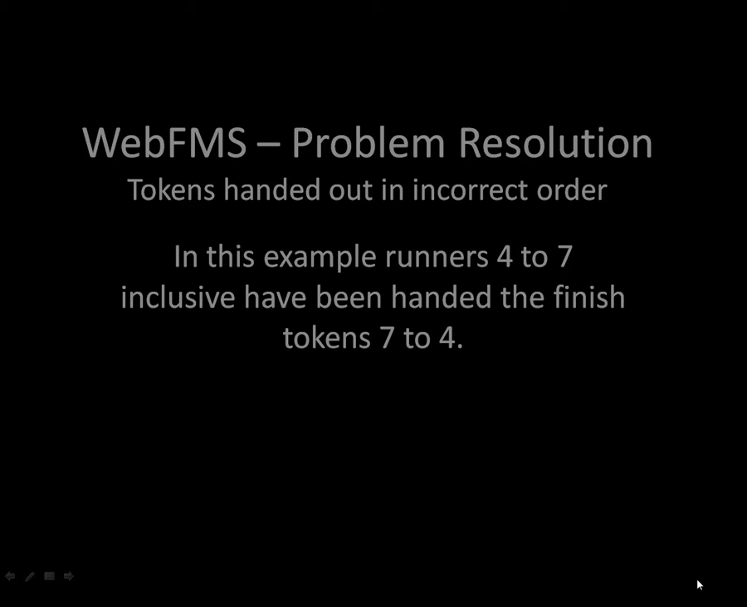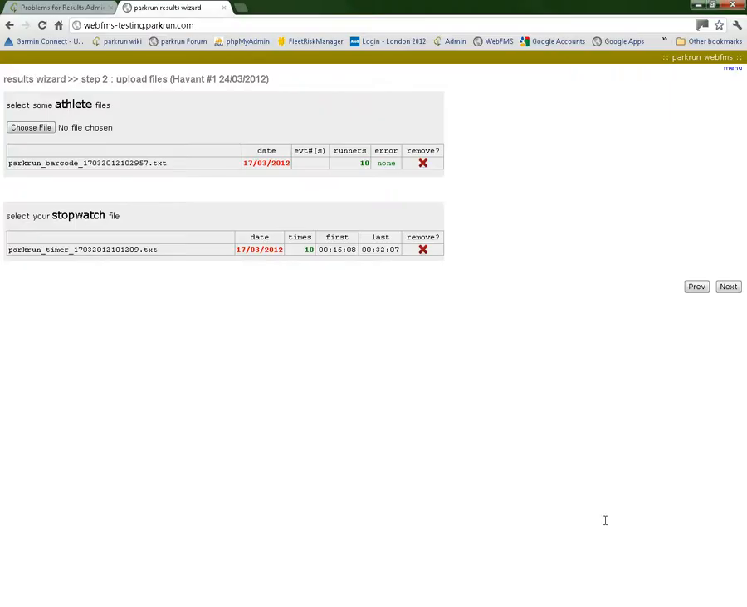And in this example, it's a relatively straightforward, simple version of this problem where we only have 4 tokens that have been handed out in the wrong order, and that's tokens 4 to 7. So effectively, instead of token 4 being handed out, token 7 was handed out, all the way up to 7, where instead of token 7 being handed out, it was token 4. Right, so let's go into the example.